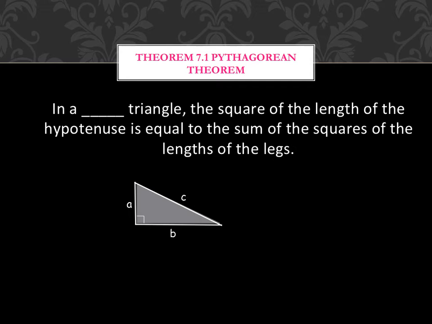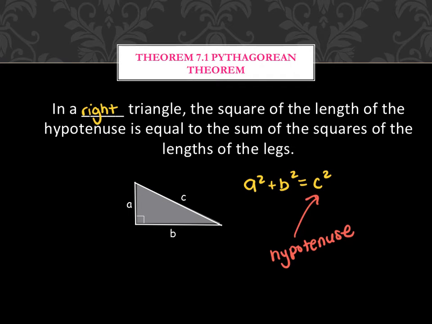Okay, so in a right triangle, the square of the length of the hypotenuse is equal to the sum of the squares of the lengths of the legs, or a squared plus b squared equals c squared. The important thing there is that c is the hypotenuse. How would you know it's the hypotenuse? From a drawing. Opposite the right angle. How would you know it's the hypotenuse if I just gave you three lengths? Maybe the last one. Longest, right?